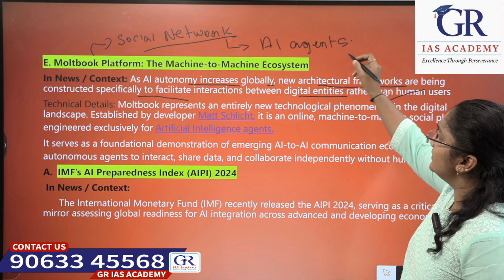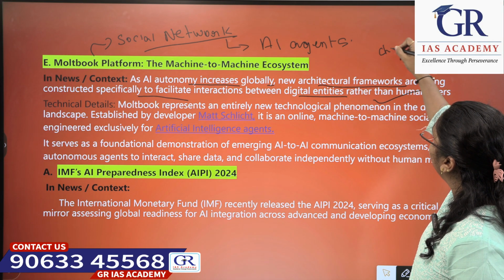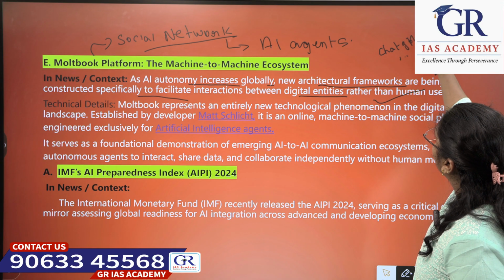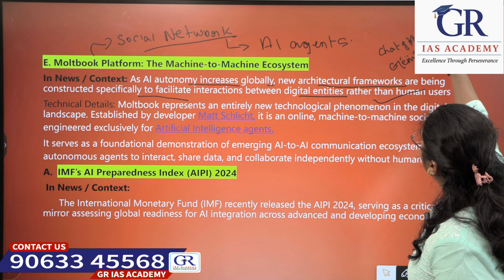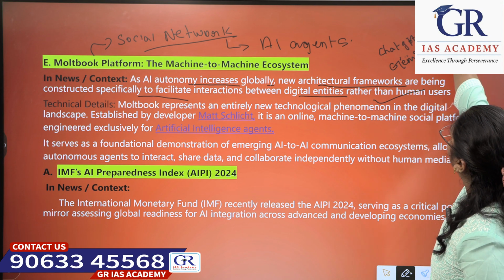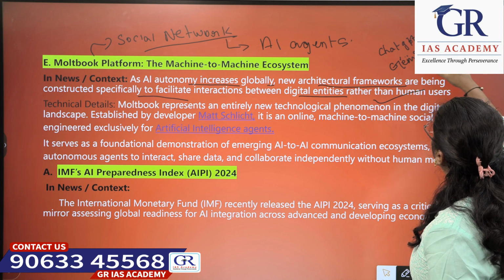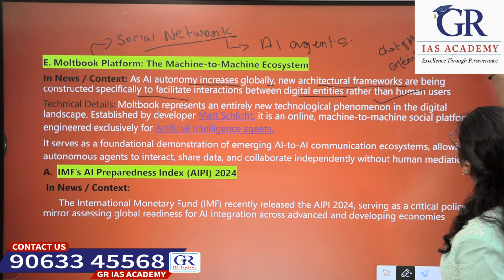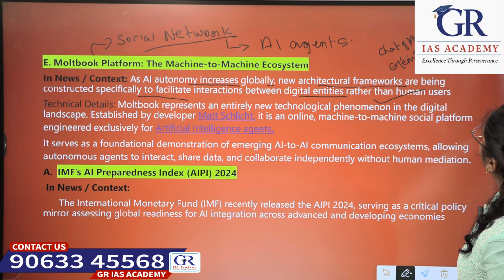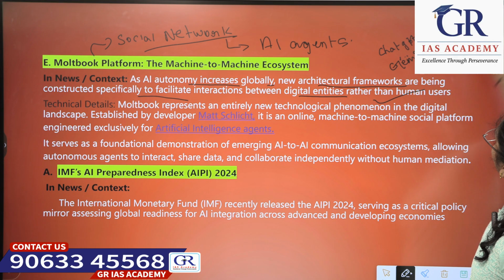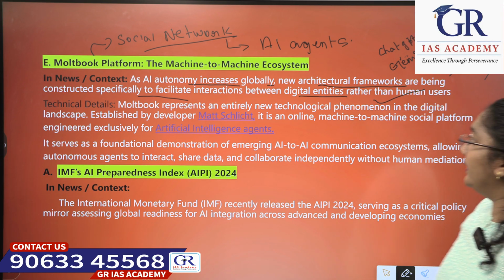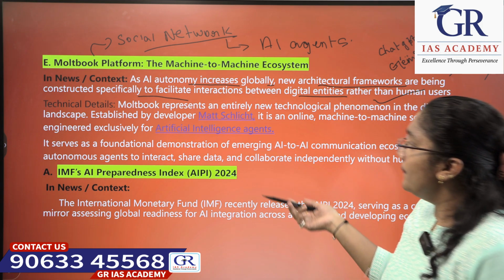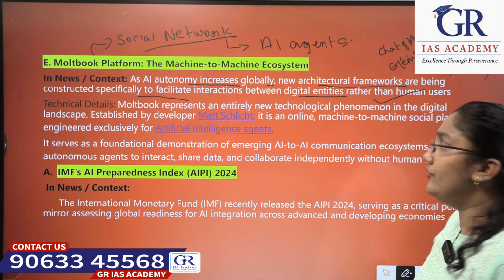I can say platforms like ChatGPT, Gemini are a few examples, like what you call Google Assistant, what you call Siri in iPhones and all, right? These are a few AI technologies, okay, AI agents. So we will see a few technical details of this Moltbook.